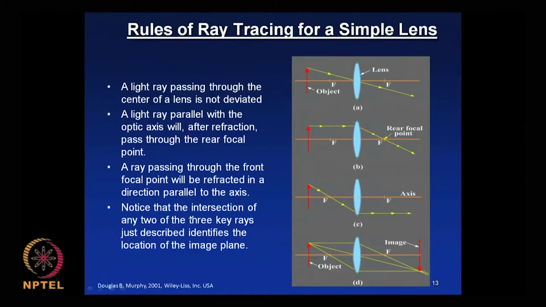And notice that the intersection of any 2 of the 3 rays just described identifies the location of the image plane. So, this is the image plane where these 2 refracted beams intersect, and that describes where the intersection point is, shown as an image here. We will now see what the conditions are to form an image.